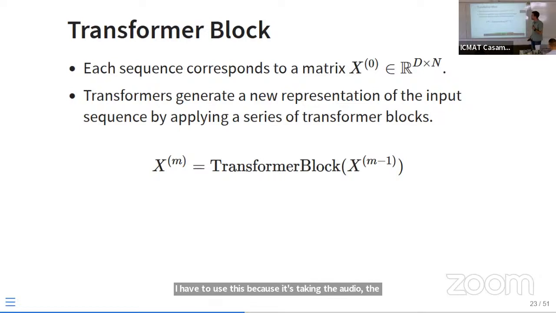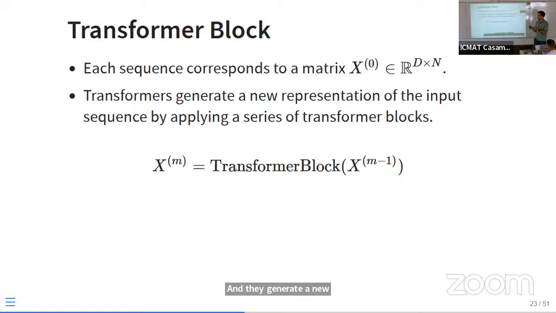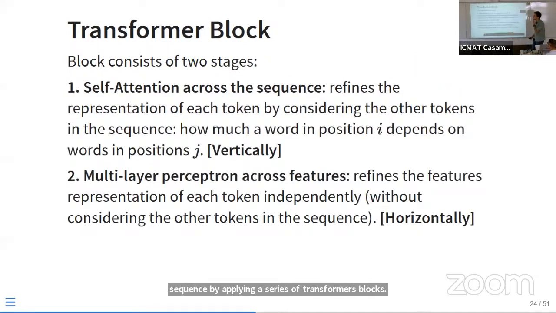Now we have each sequence represented as a matrix, and I'm going to label it as X0. It's the sequence at the beginning of the transformer block. The transformer is a set of operations that convert this sequence X into a matrix of the same dimension, after applying a few operations. They generate a new representation of the input sequence by applying a series of transformer blocks. So we are going to see what is inside these transformer blocks.